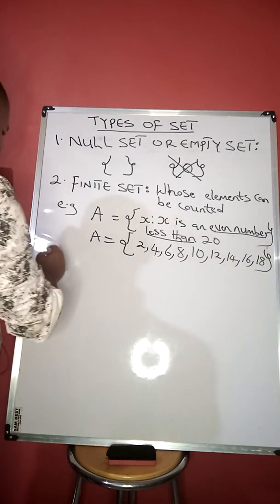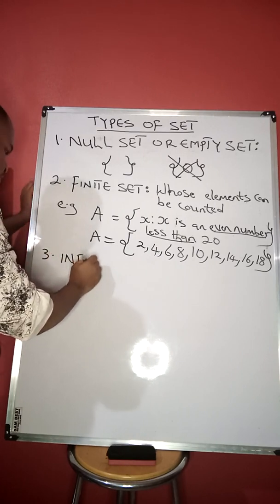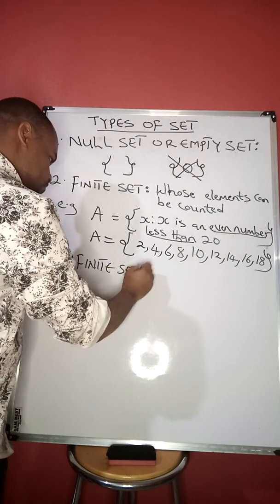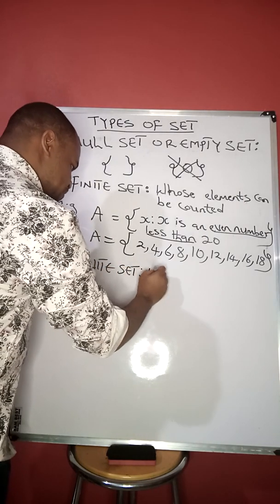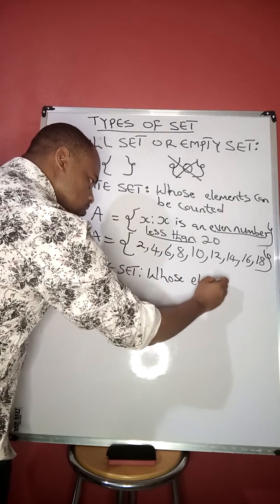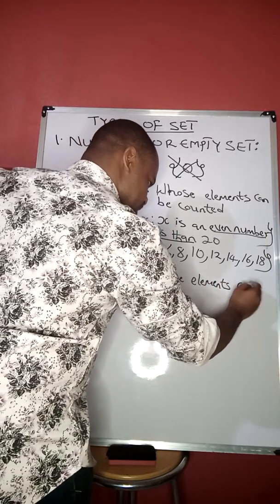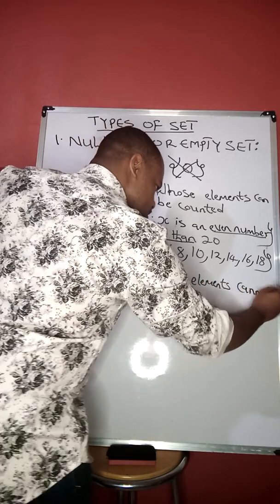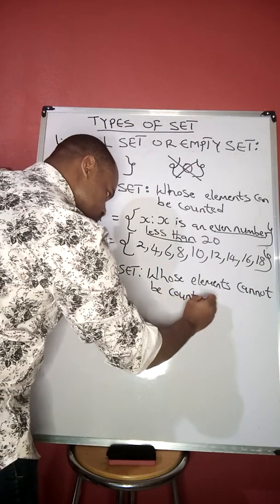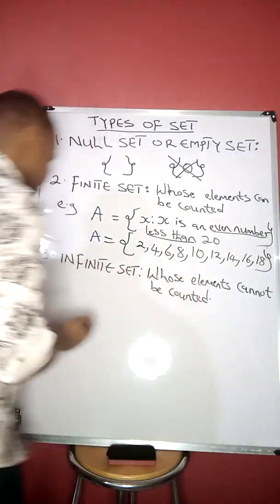Now we look at an infinite set. An infinite set is just the opposite of the finite set. An infinite set is a set whose elements cannot be counted. An infinite set is a set whose elements cannot be counted. Let's see an example.